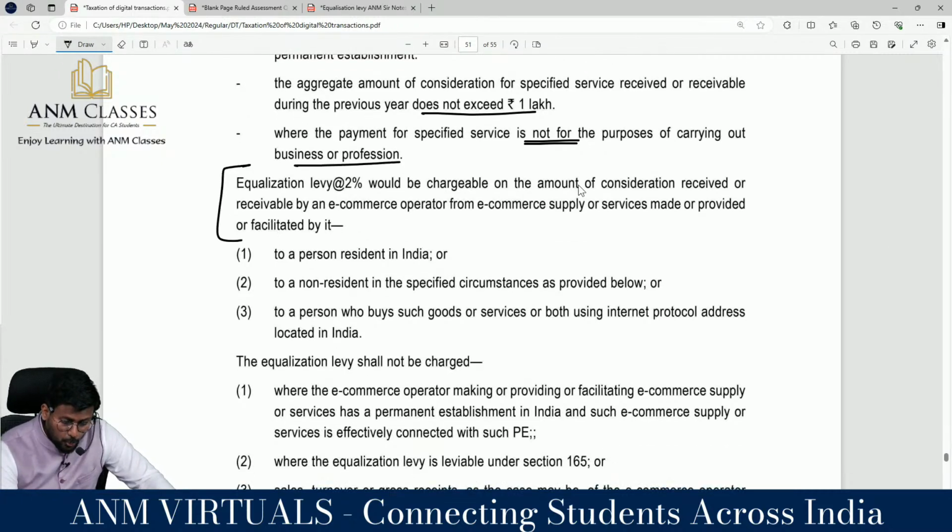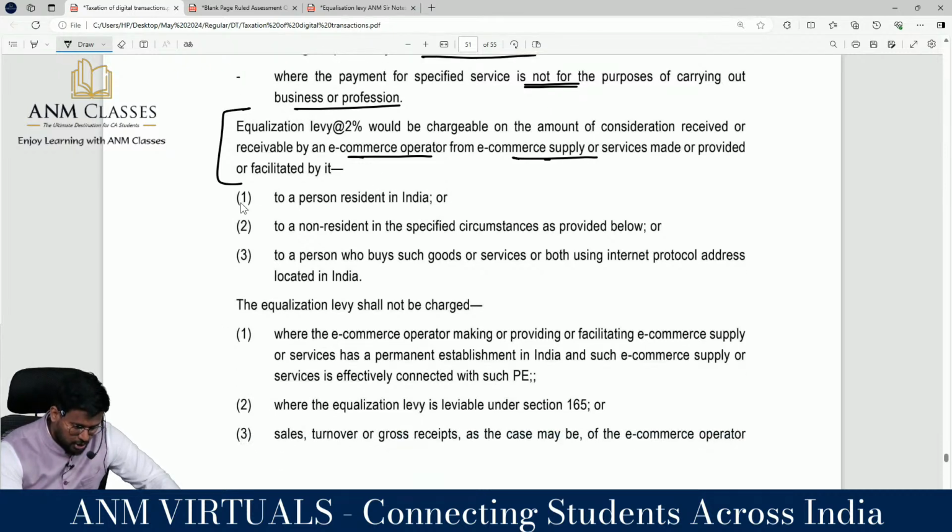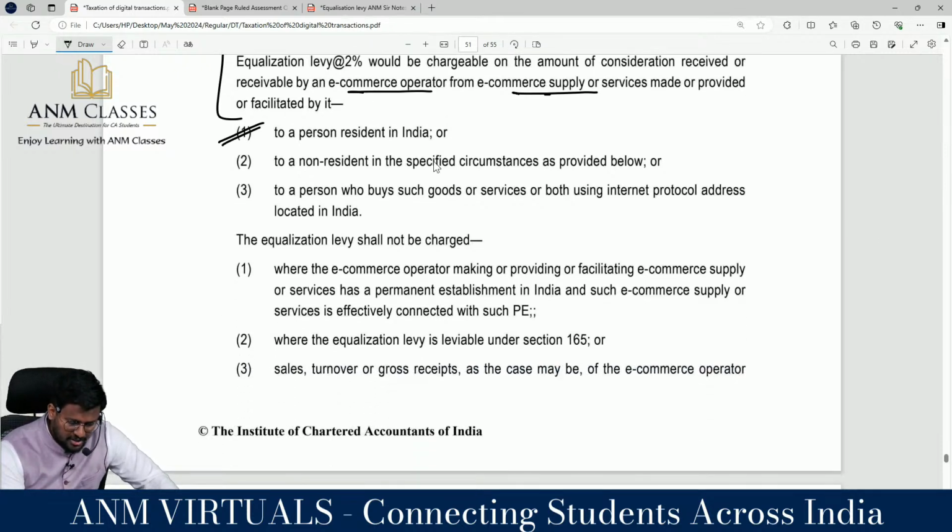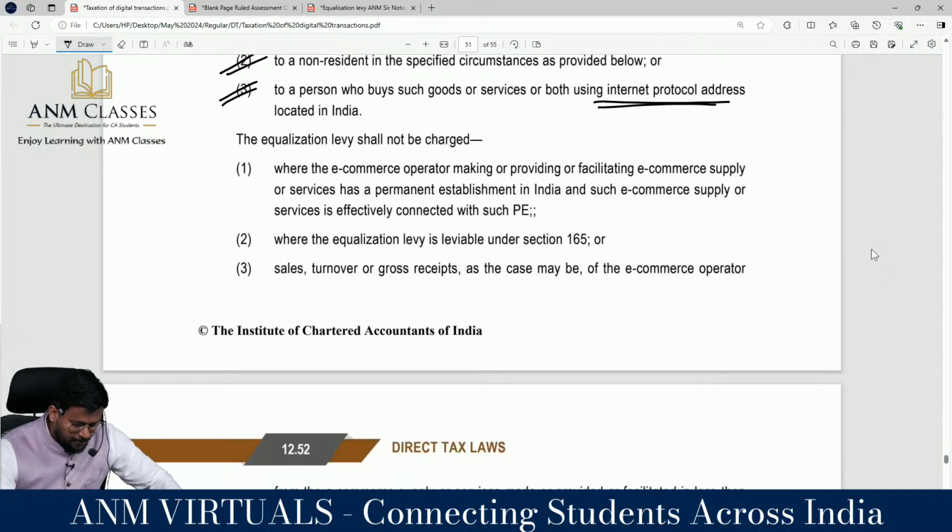Equalization levy at the rate of 2% would be chargeable on the amount of consideration received or receivable by an e-commerce operator from e-commerce supply or services made or provided or facilitated by it to a person, to a non-resident in the specified circumstance as provided, to a person who buys such goods or services through using an IP address located in India.